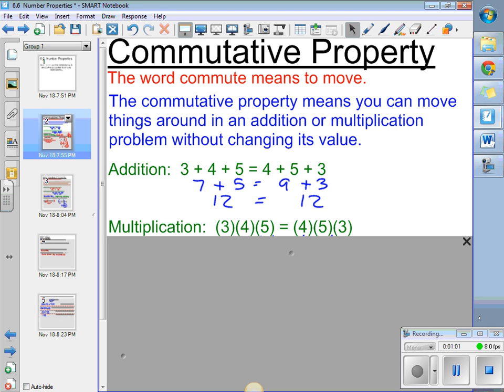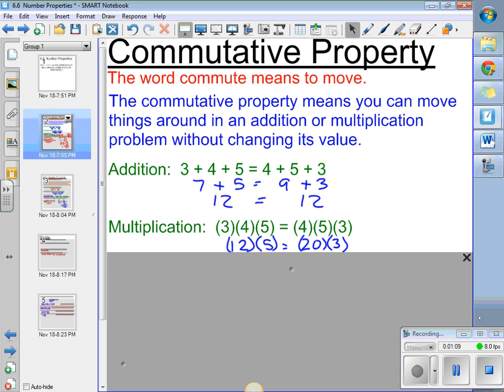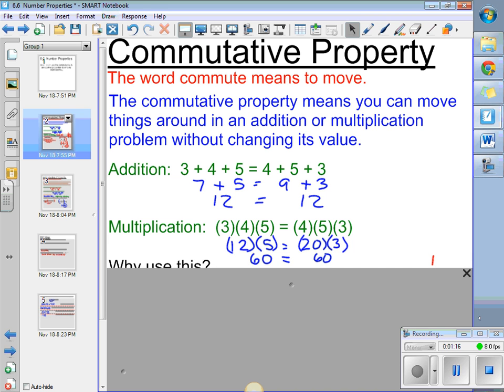Addition, or multiplication, let's try that one. I've got 3 times 4 times 5, and on the other side, I've got 4 times 5 times 3. On the first one, I do 3 times 4, I get 12, and then I multiply that by 5, and I get 60. On the other side, I do 4 times 5 first, I get 20. 20 times 3 is 60. Either way, I get the same result.